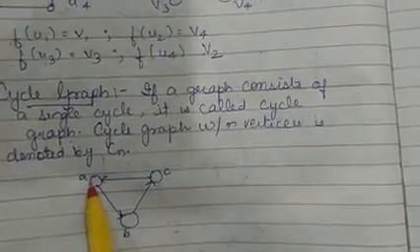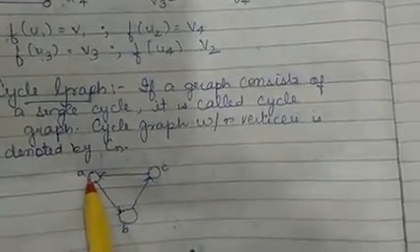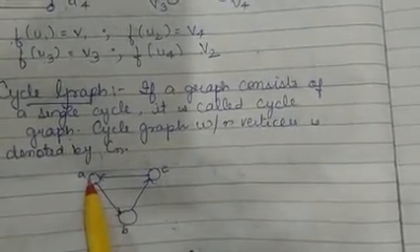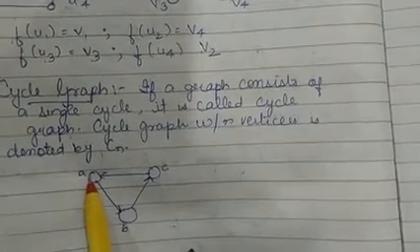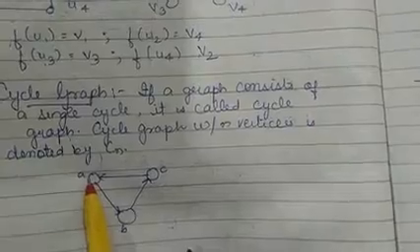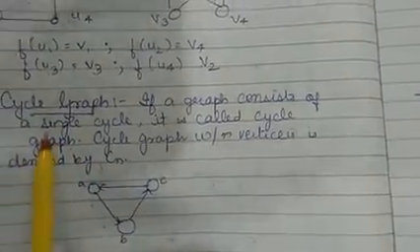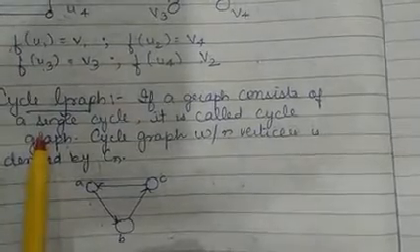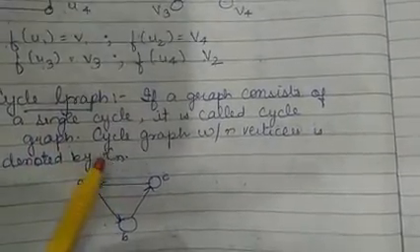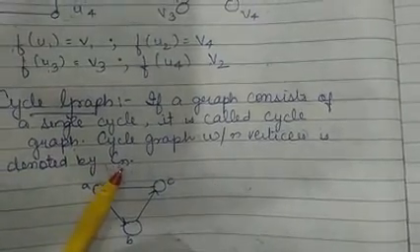A cyclic graph is one where I can reach my initial vertex by taking any possible path, and there is a cycle present among all the edges in the graph. Then a cycle graph with n vertices is denoted by Cn. That means if I have 3 vertices, then it is known as C3, which tells me that 3 vertices are present.